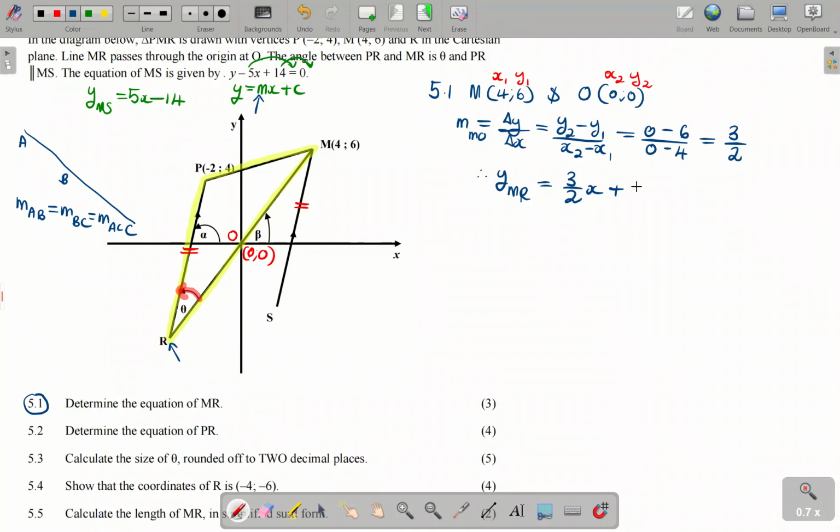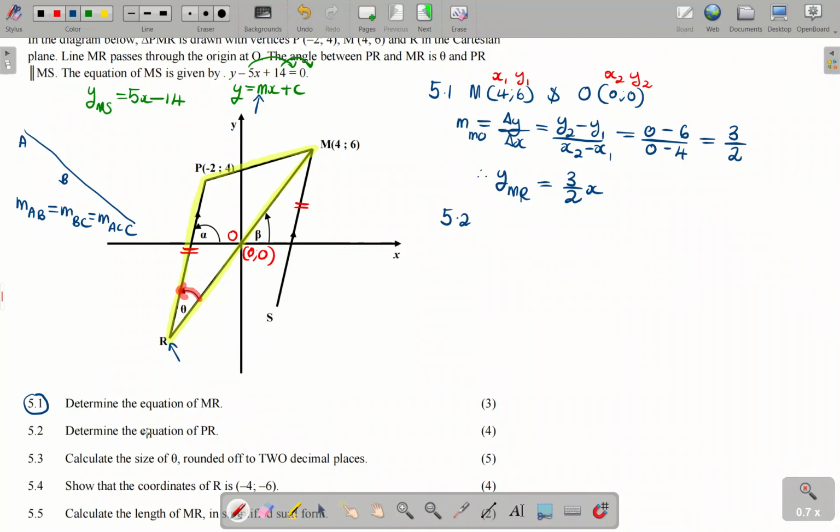You don't have to worry about going around looking for the value of c, guys. Why? Because we know that this line passes through the origin. It passes through the origin, it means the y-intercept is 0 there. So you don't have to worry about the coordinate of c. So this is the equation of MR. Now let's take a look at the next question.